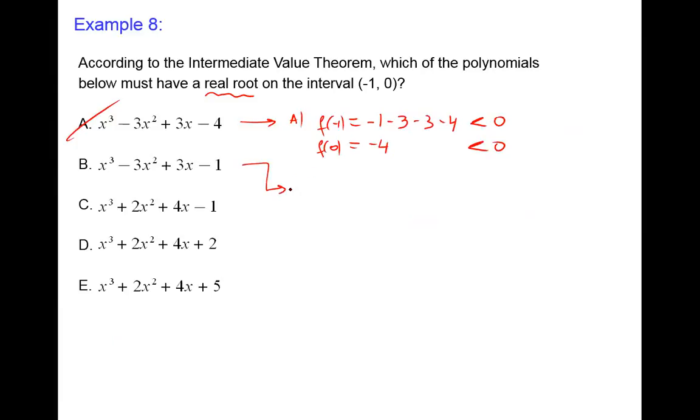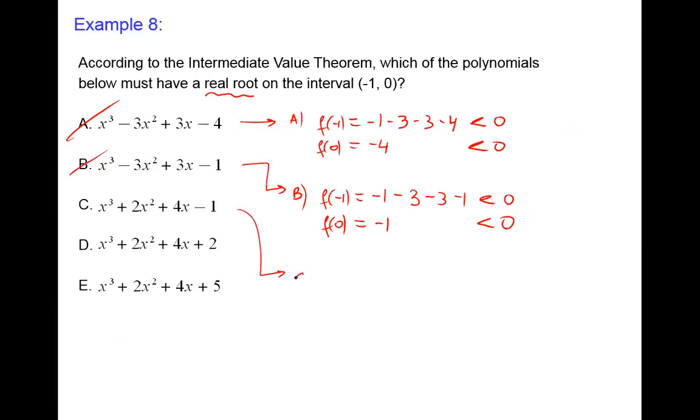Let's test B. Value at -1, value at 0. At 0 is -1. Who can tell me the value at -1? -1, -2, -3. I think it's even more negative. Am I right? I think it actually doesn't matter. All of them are negative. That means that's not a guarantee. I am looking for one negative, one positive.